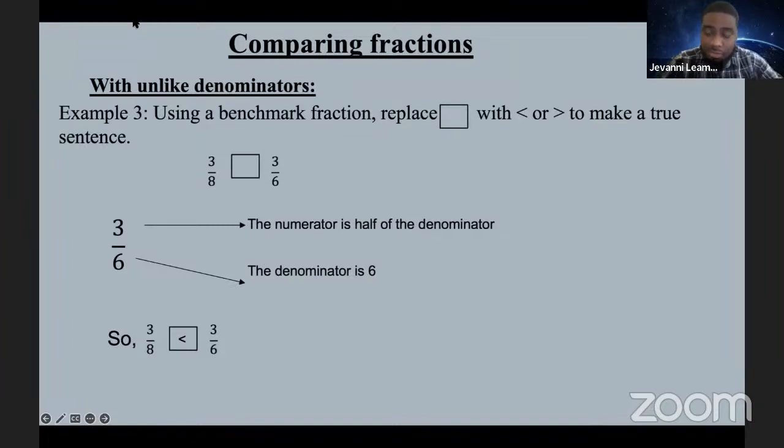3/8 is less than 3/6. All right. Now, what if I did the other way around? Can you tell me what is the other way I would write it? 3/6 is greater than 3/8. All right, fantastic. So that's the other way we would have done it, everyone. So good.